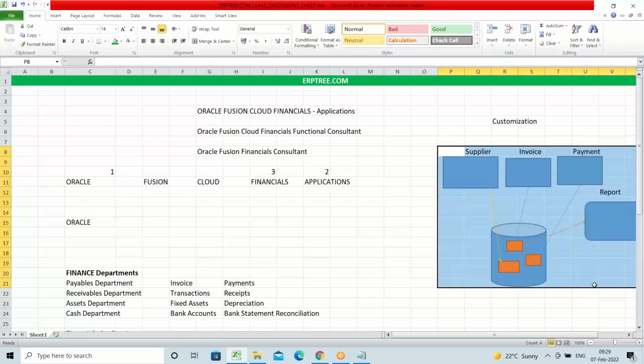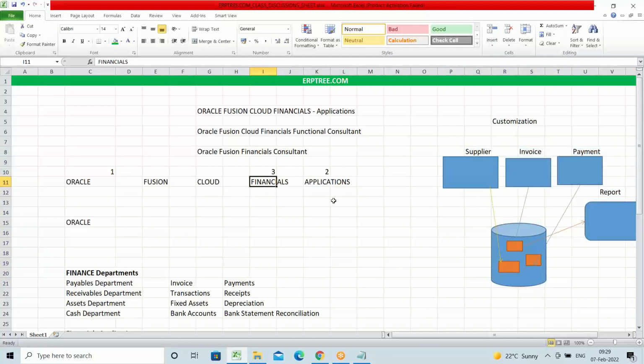The pages, the database within the tables, reports which are connected with these pages, we can input the data. With reports, you can take that same data as output. And financials. So we are dealing with which applications? Financials applications. That means we are going to learn financials applications.